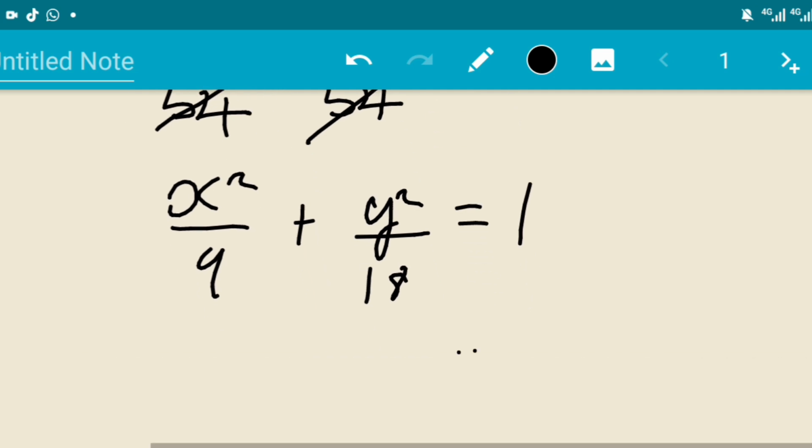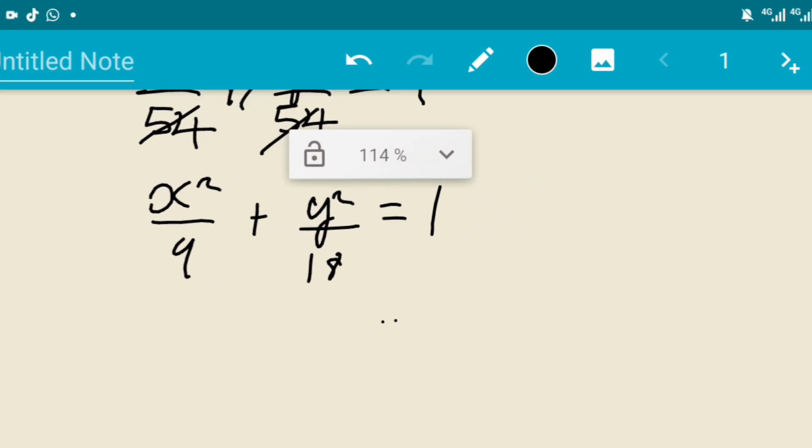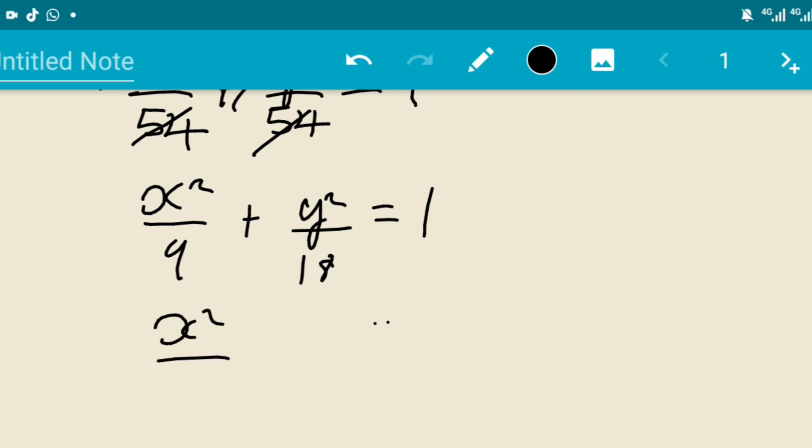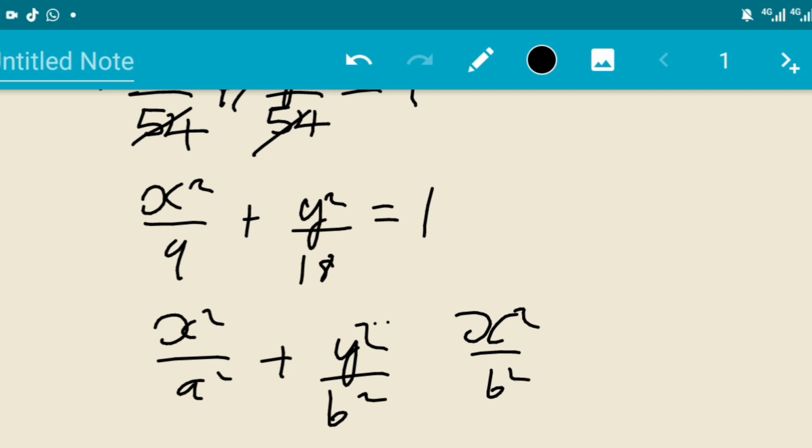So now let's remember what we've been taught: to find the vertices, the foci, and plot it. We need to find everything. Now here's the thing, we need to compare this to the standard equation. The standard equation of an ellipse is x squared over a squared, if a is big, plus y squared over b squared. It can be this, or it can be x squared over b squared plus y squared over a squared. It should be equal to 1, of course.